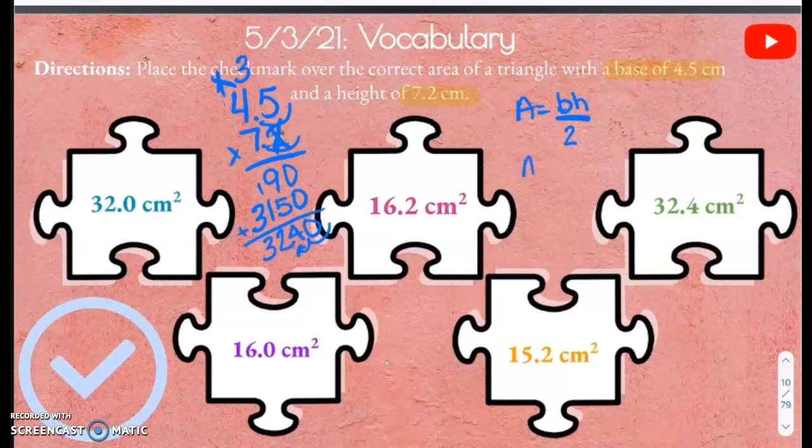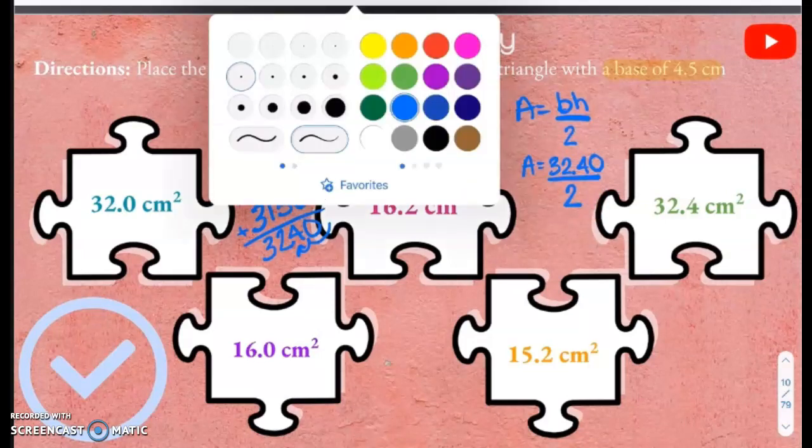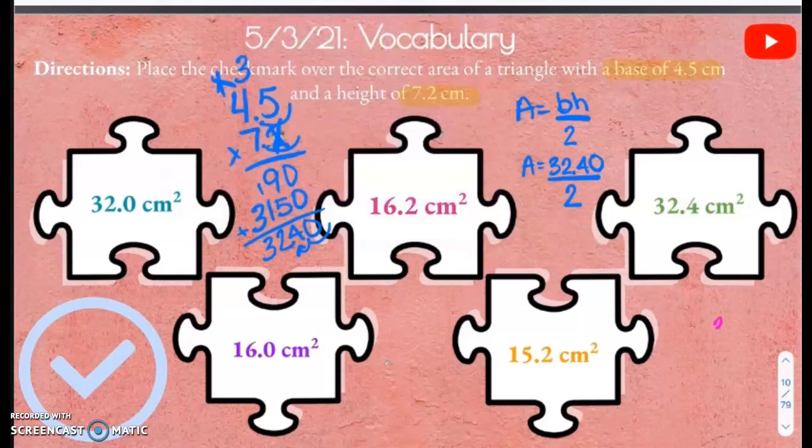So you get 32.40. So the area is 32 and 40 hundredths, or 32 and 4 tenths. Don't forget we have to divide it by 2. We have to divide by 2 because it is a triangle. So if you divide that by 2, if we have 32 and 4 tenths, I'm going to pop that decimal up. I divide it by 2.